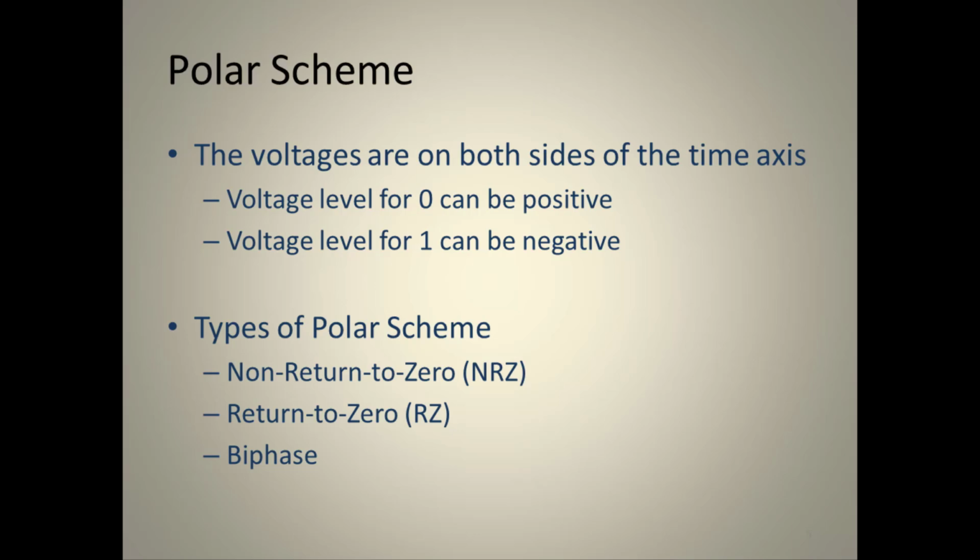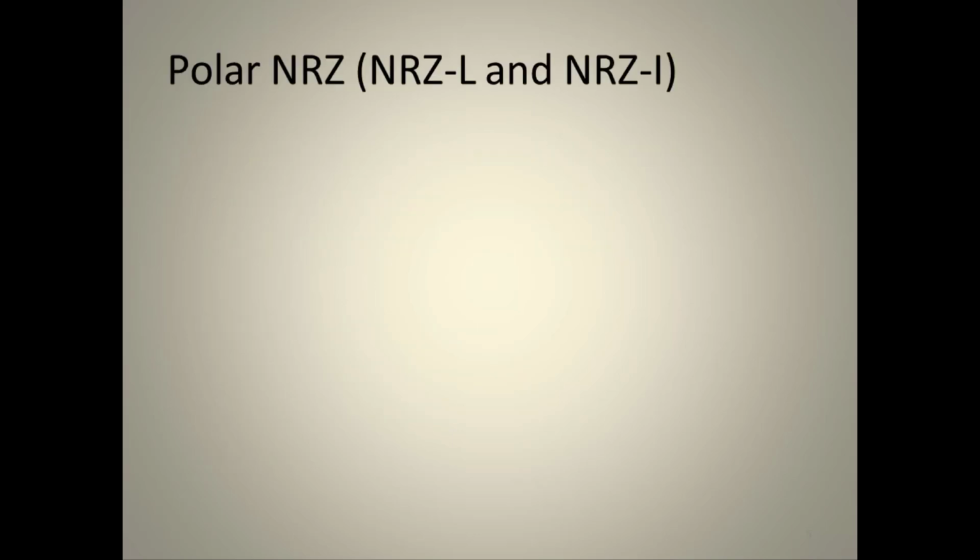These are the various types of polar scheme we will be discussing. One is NRZ, non-return to zero. Then we have return to zero, and we have biphase. Let us study the polar NRZ first. Polar NRZ is of two types, NRZ-L and NRZ-I. NRZ means non-return to zero, L means level, and NRZ-I means non-return to zero invert.